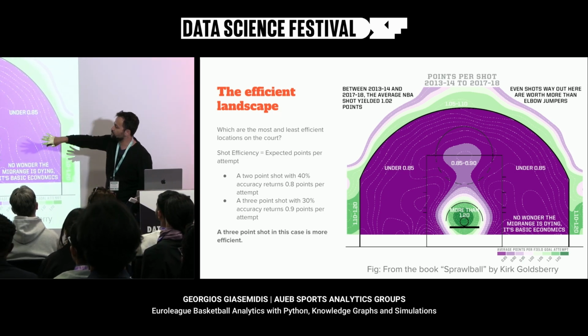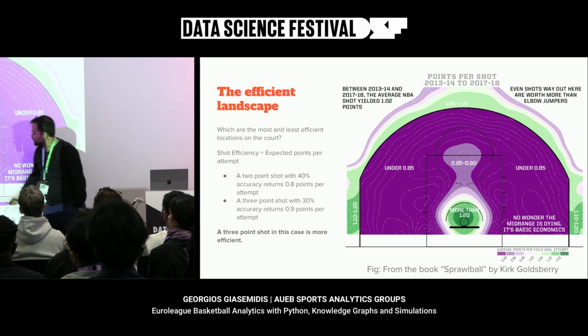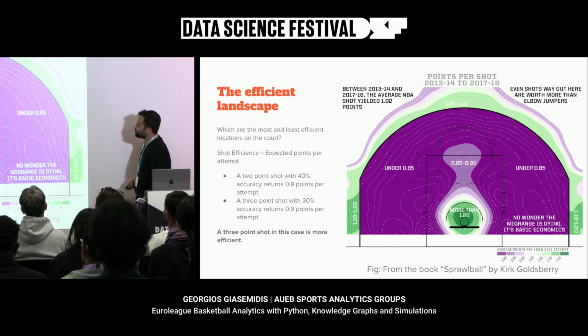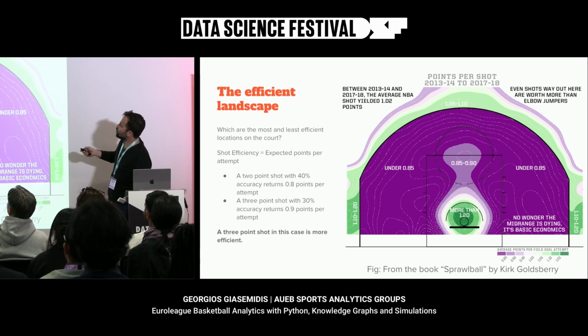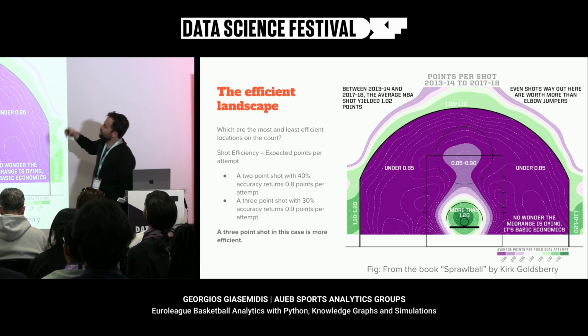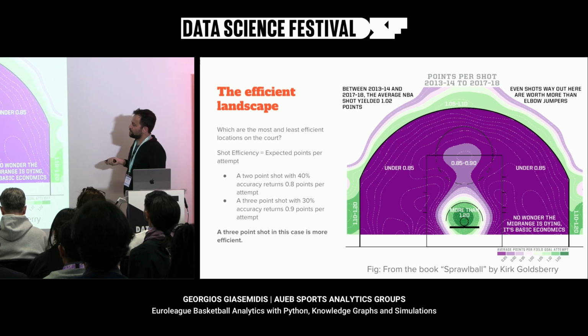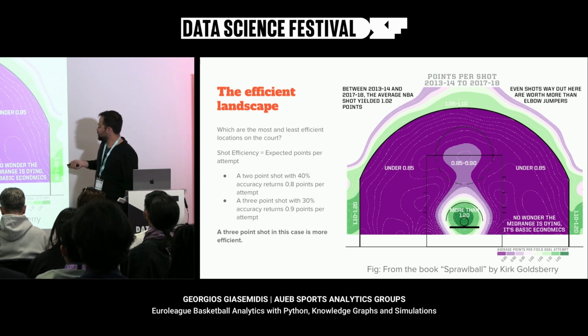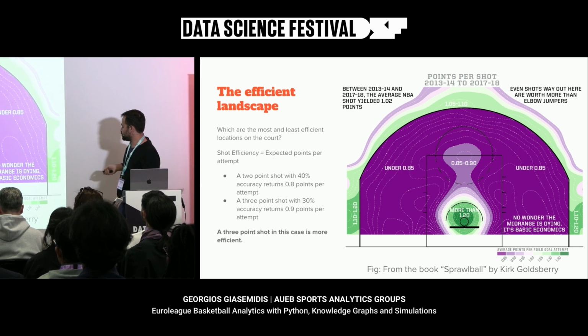So what I described just before with an example, you can see here the expected points are 1.2 under the basket. As we move away, the efficiency drops. And suddenly, once we cross the 3-point line, the efficiency again jumps above 1. And the most efficient locations are under the basket and in the corner 3-point shot locations.